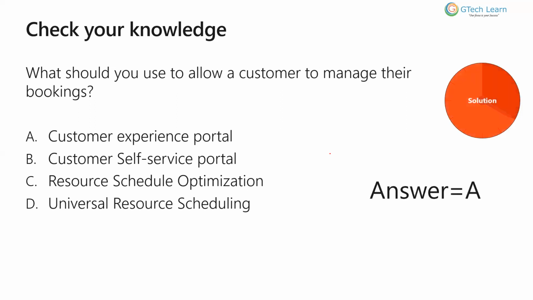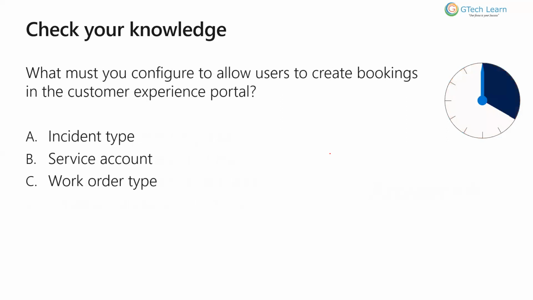Okay, so the correct answer for that question is going to be option A, customer experience portal. The next question we are having in line is, what must you configure to allow the users to create bookings in the customer experience portal? Is it going to be option A, incident type? Option B, service account? Option C, work order type? So let's get your answers on the chat and let me start the timer now.